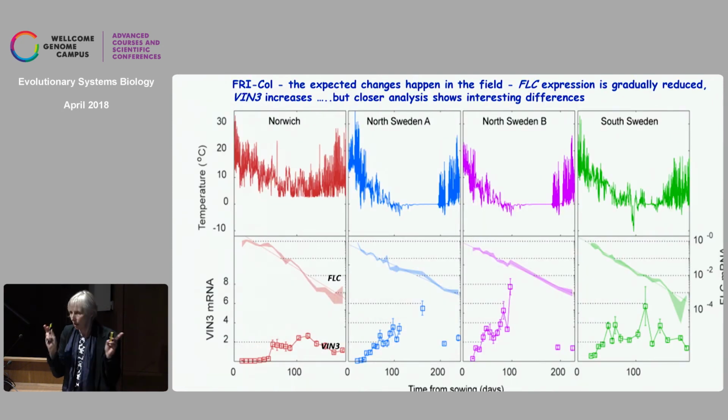So there's a vast amount of data. We're working our way through it. This is definitely still ongoing. This is just for one accession. Okay, this is our standard, bog standard Frigida Columbia accession, grown in Norwich.